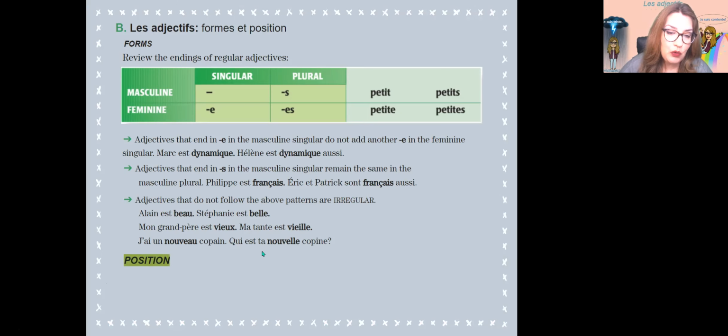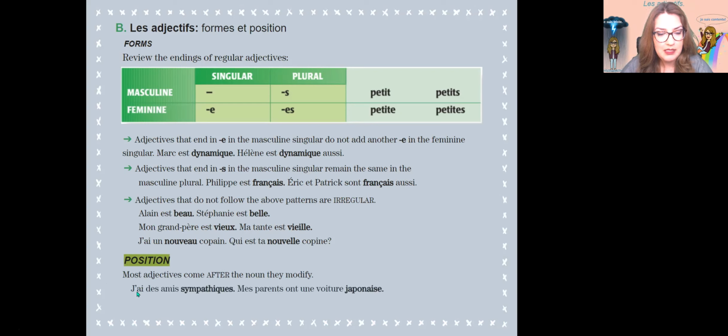Now, position. We found out a little bit, we studied a little bit about how we form the ending and the regular and irregular endings. Now, what about the position? Most adjectives come after the noun they modify or describe. Here's an example. J'ai des amis sympathiques. I have some nice friends, or I have nice friends. Sympathique describes or modifies ami, it's placed after it.